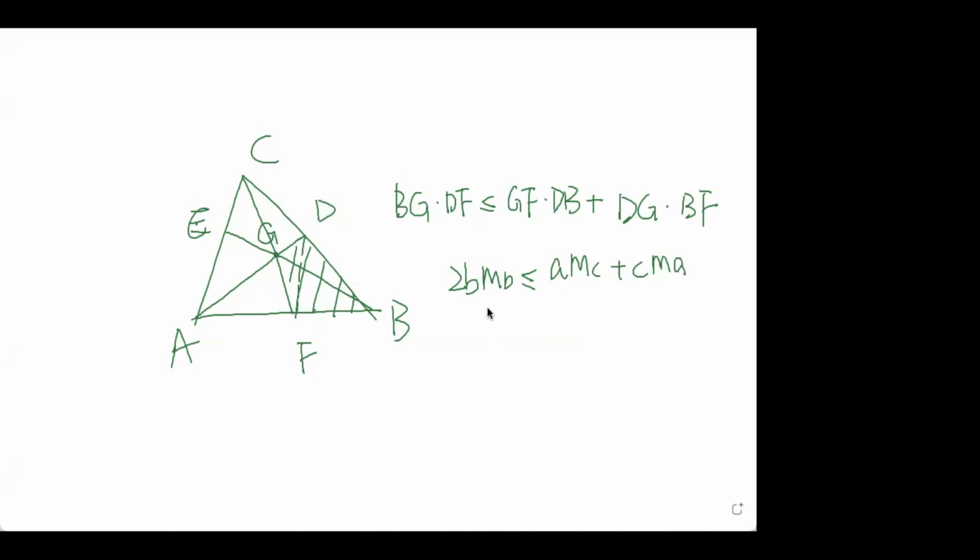And right now, you can observe what we want to prove, and you can think of multiplying something on both sides of the inequality. Since we need squares, we just multiply by b, and it becomes b squared MB is smaller than abMC and cbMA.